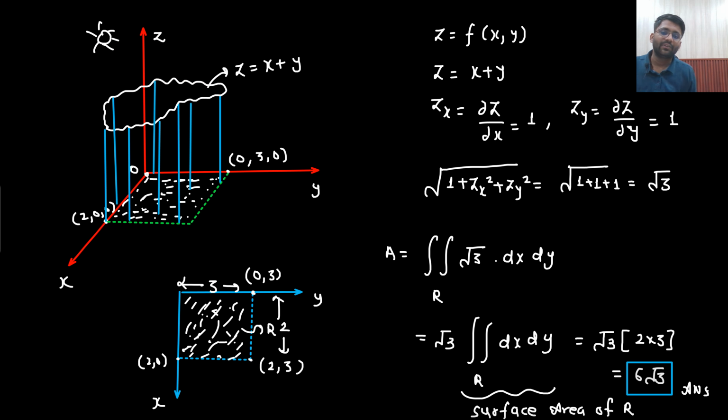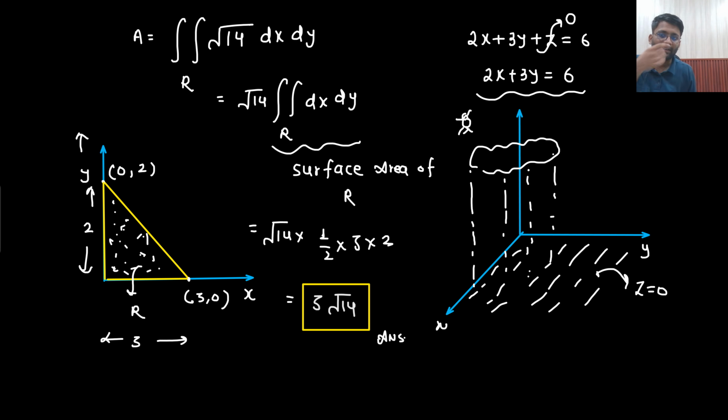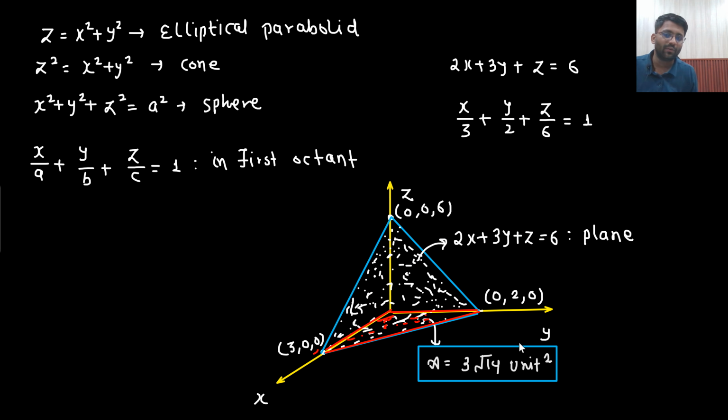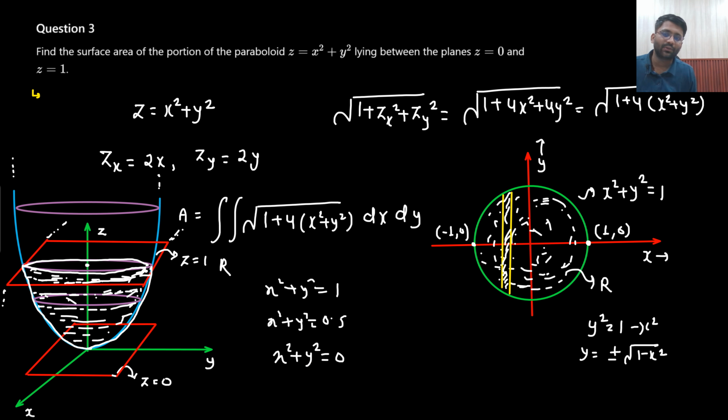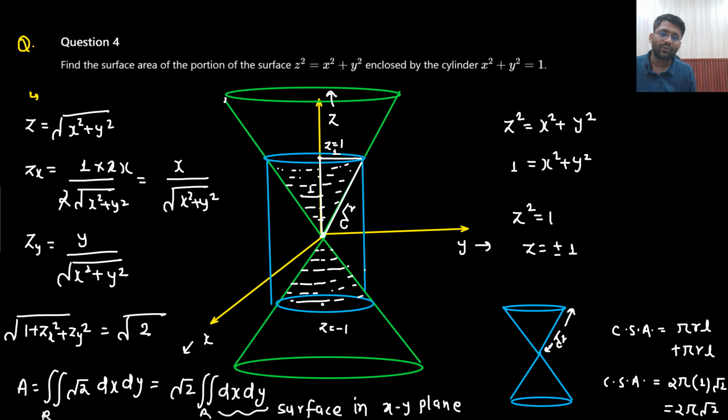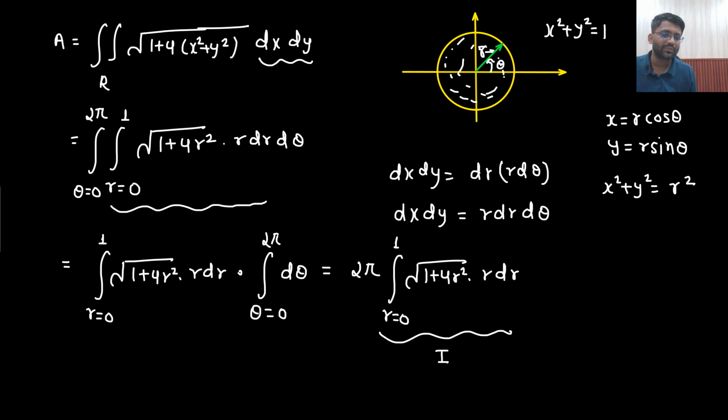Okay, but when we solve this particular problem, here there was no issue. Only one side we need to consider. Here also there was no issue. Only one side we need to consider. Here also there is no issue. Only positive side we need to consider. But when we solved this particular problem, here positive, negative, both sides we need to consider. That's why we need to multiply by 2. Are you able to understand this point?